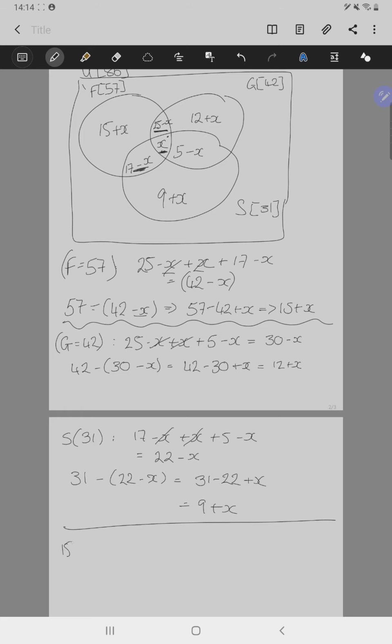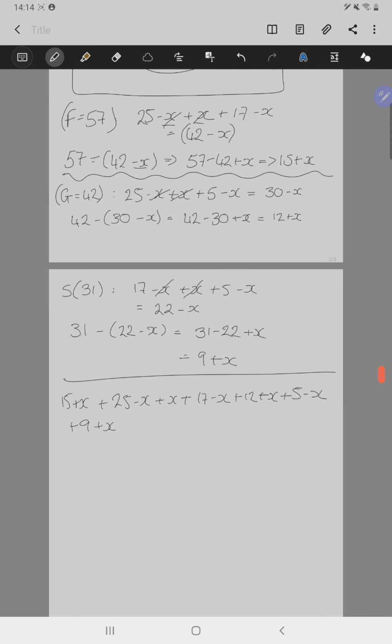So we have 15 plus x plus 25 minus x plus 17 minus x. So that's everything so far in the French circle. Then over to the German circle, the parts that we haven't looked at. 12 plus x plus 5 minus x. And then that 9 plus x from the bottom of the Spanish circle. And this will equal in the end to 86, which is our universal set.